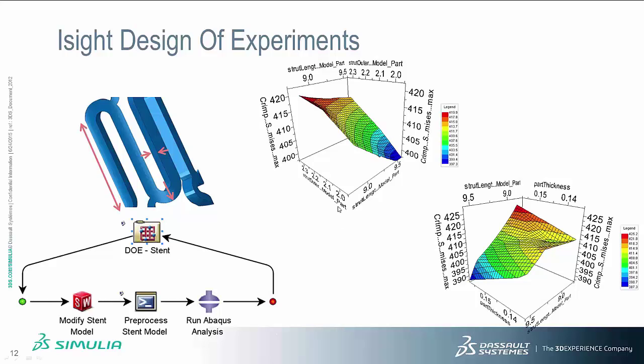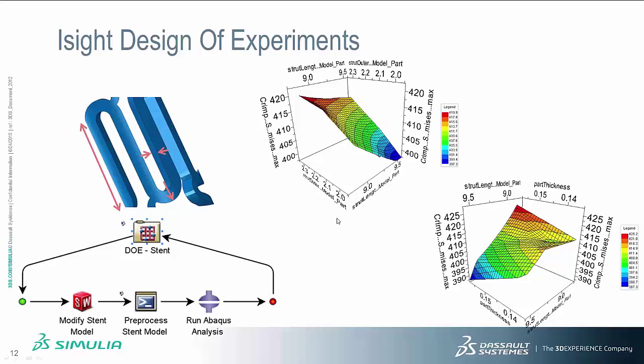So on the right hand side you see the results of the design of experiment. On the y-axis is the maximum von Mises stress in the stent. On the bottom two axes are the strut length that has been changed during the design of experiments, and the other axis is the outer diameter of the U shape here. The second graph shows one axis is length again, but the other axis is the part thickness or the extruded thickness of the stent itself.